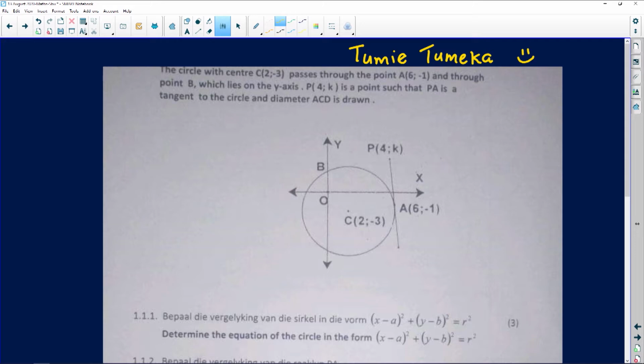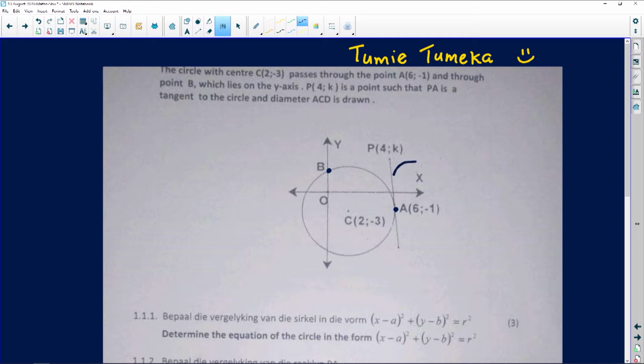It says the circle with the center (2; -3) passes through the point A with coordinates (6; -1), and through point B as well. So point B is that point there. Point A is this point there, which lies on the y-axis. P with coordinates (4; k) is a point such that PA is a tangent to the circle. And there's a diameter ACD that is supposed to be drawn, which we don't see. We will construct the diameter once we get to a question that talks about the diameter.